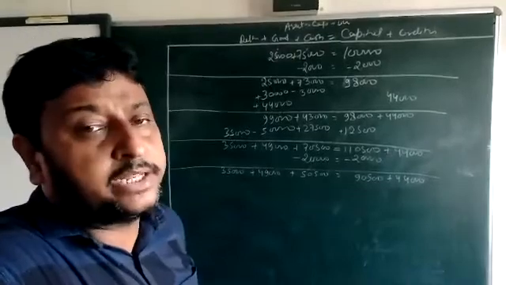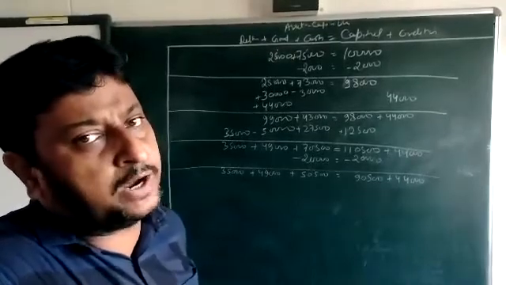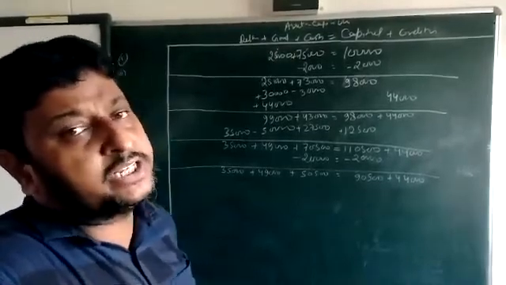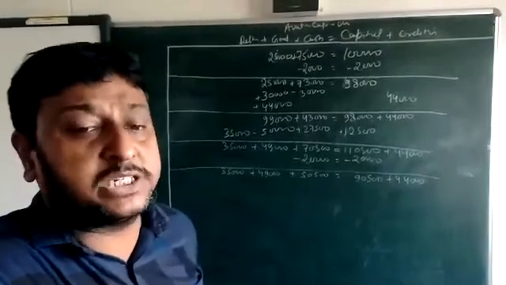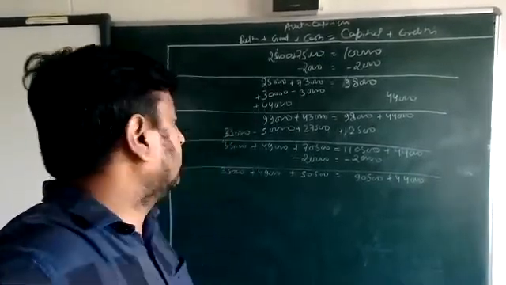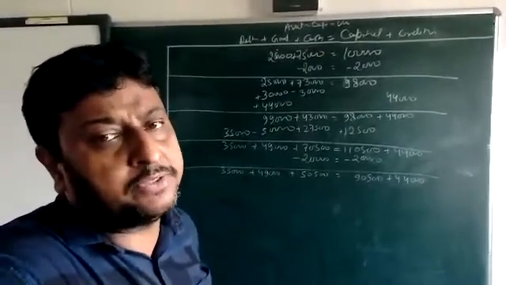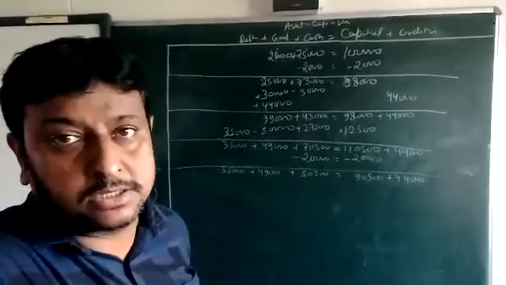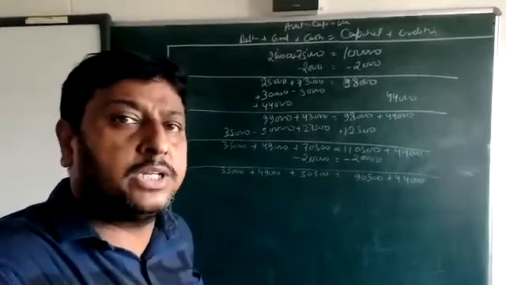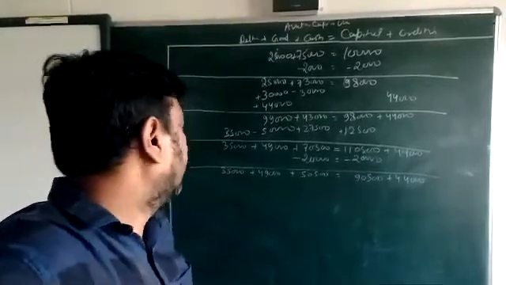Okay, finished. Then the total amount we have to receive is 62,500, but only 27,500 we are receiving. So 27,500 we are going to add in cash, and the remaining amount 35,000 we are going to make the debtors. Okay, beta?